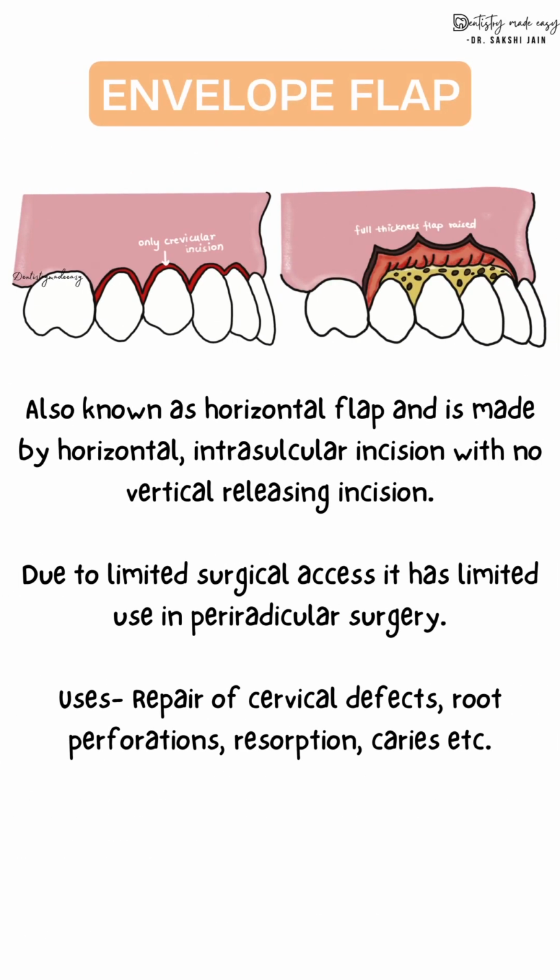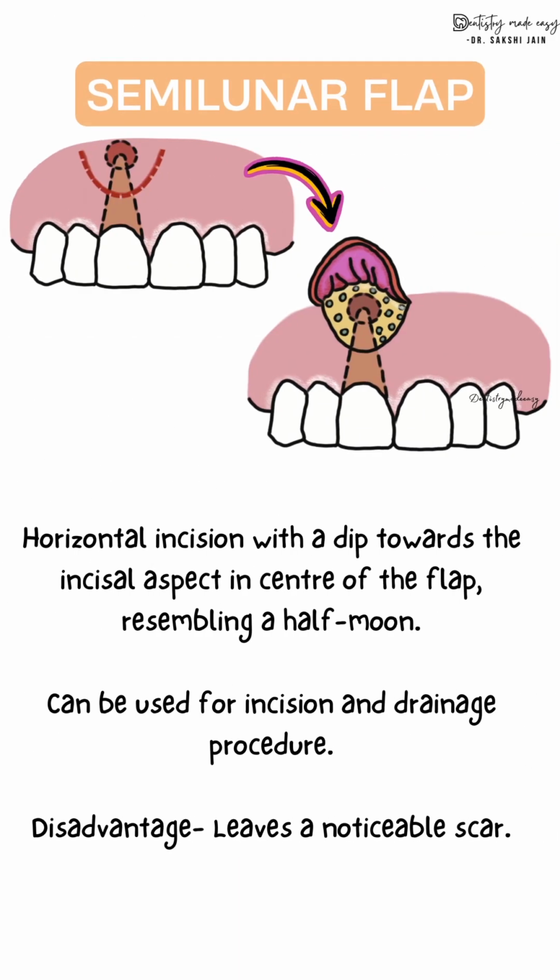Now the next is the envelope flap, which is also known as the horizontal flap. This is one of the most common types of flap used, and it is made only with the horizontal crevicular incision, and here you don't have those vertical releasing incisions. Because of limited surgical access, it is very limitedly used in periradicular surgery, and the application is limited to cervical defects, root perforation, resorption, caries, etc. The entire mucoperiosteal flap is raised using the periosteal elevator. So these are the full mucoperiosteal flaps.